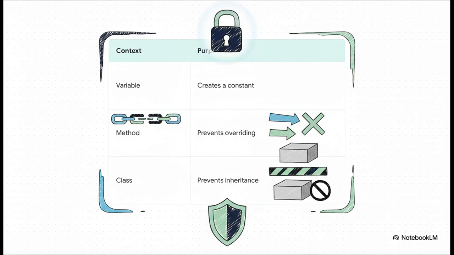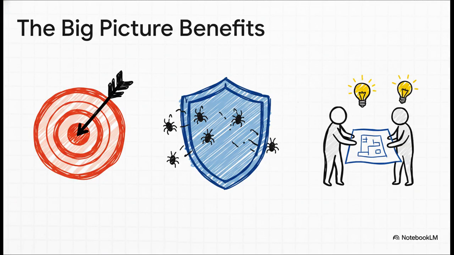This thing is unchangeable. And the benefits here are just huge. Your code becomes way more predictable because this idea of immutability, of things not changing, is a huge part of writing safer, more modern code. It's more secure because you're actively stopping malicious or just accidental changes to your core logic. And maybe most importantly for your team, it's way more maintainable because that final keyword is like a bright flashing sign telling other developers exactly what you intended.